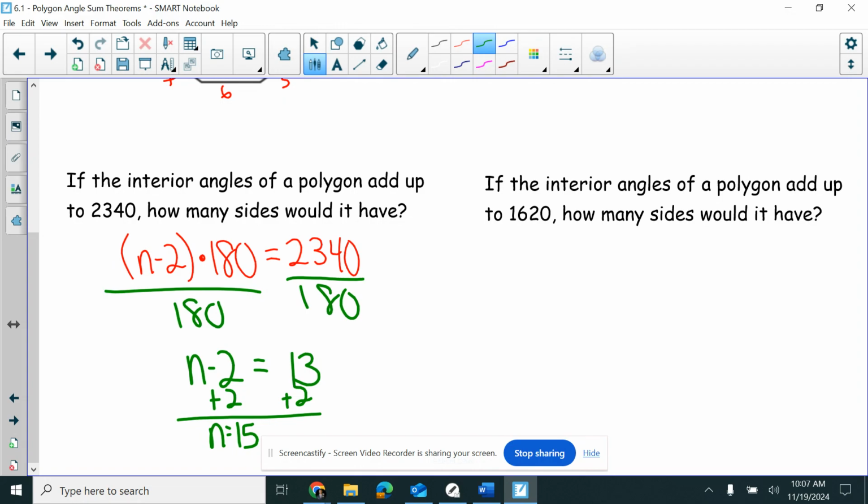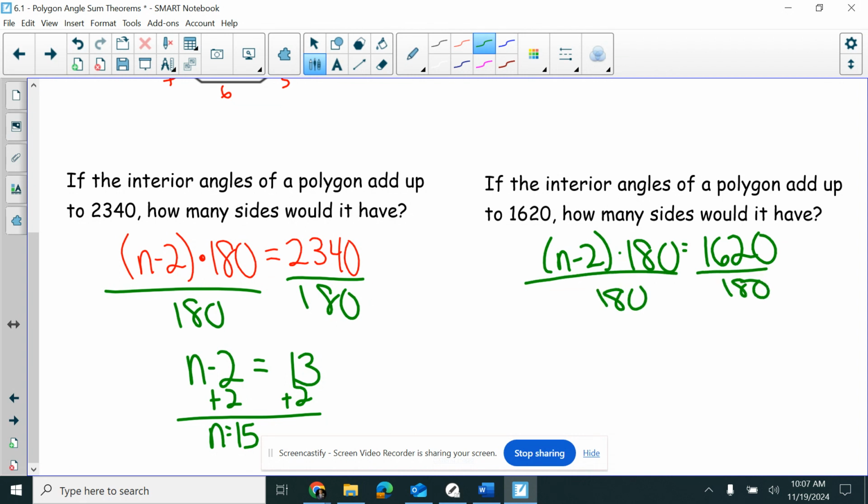So this one, I have 1620. I just do my formula equals 1620. I divide by 180. Again, I get 9, so there would be 9 triangles if I divided the shape into triangles. That means if I add 2 to that, it would have 11 sides.